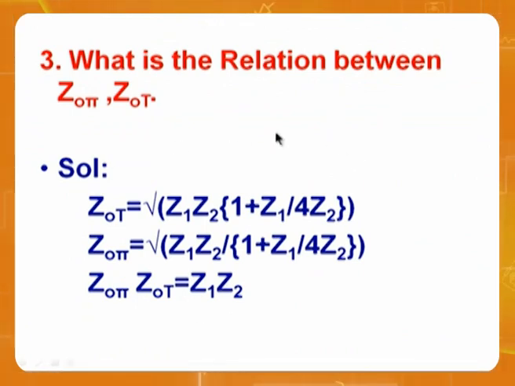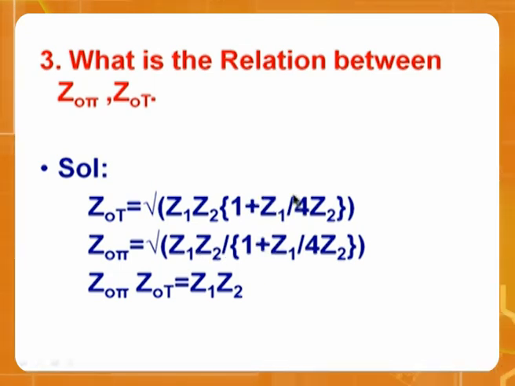Third problem. What is the relation between Z0π and Z0T? See, Z0T you got as multiplied, Z0π you got as divided. Now please multiply this. What will happen? If you multiply this, root and root will cancel. And what will come? Z1 Z2, Z1 Z2.